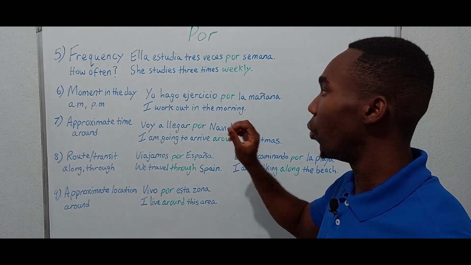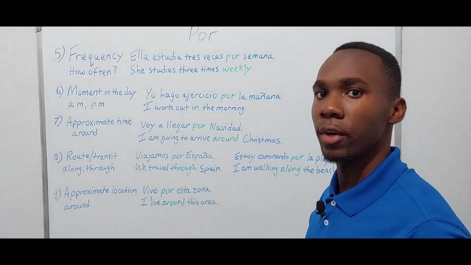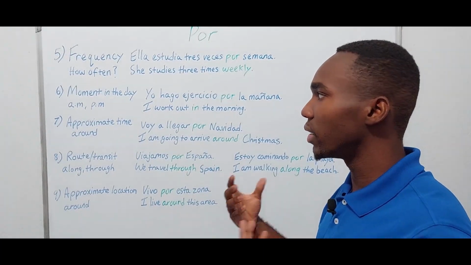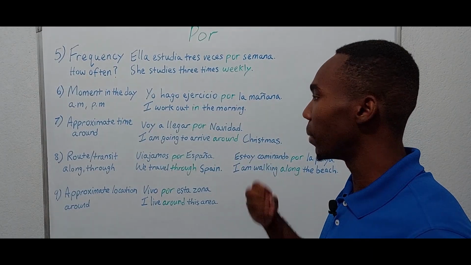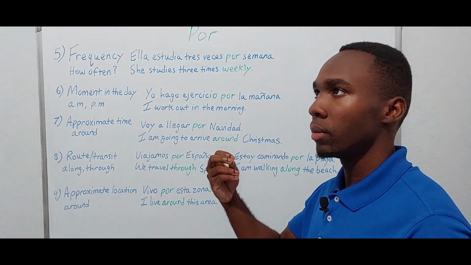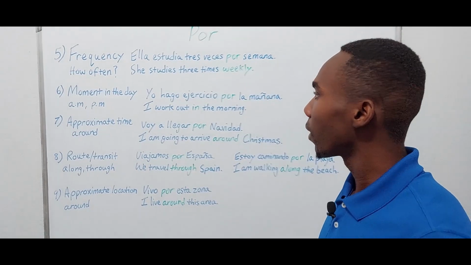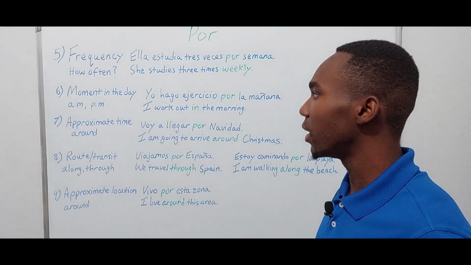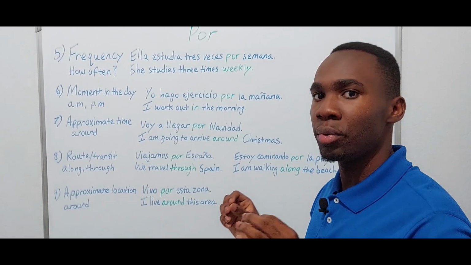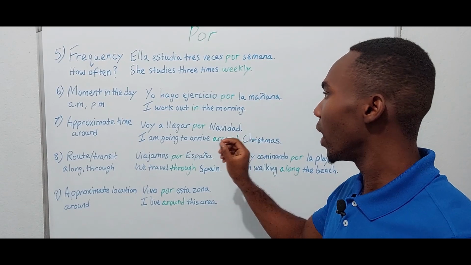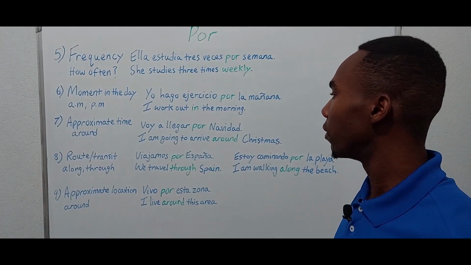So when do I work out? Por la mañana, in the morning, right? So anytime we want to talk about the time of day, we use por followed by the time, right? Por la mañana, por la tarde, or por la noche, okay? 7, approximate time. An approximate means estimation. It's not precise, right? So, voy a llegar por Navidad. I am going to arrive around Christmas, right?